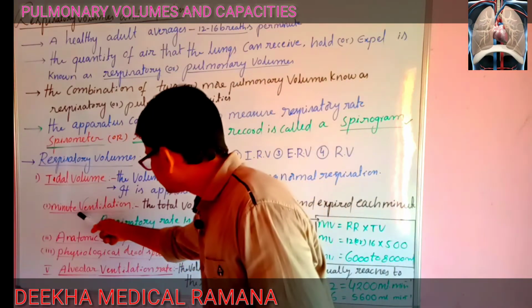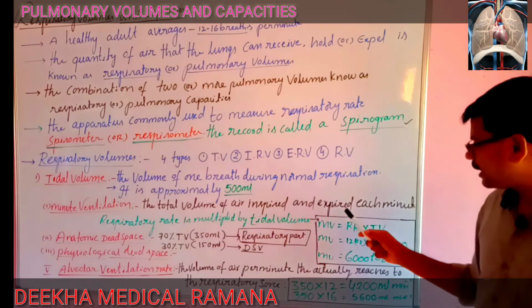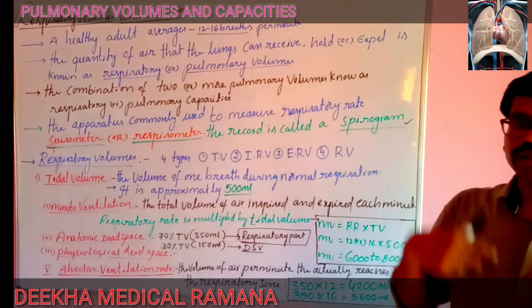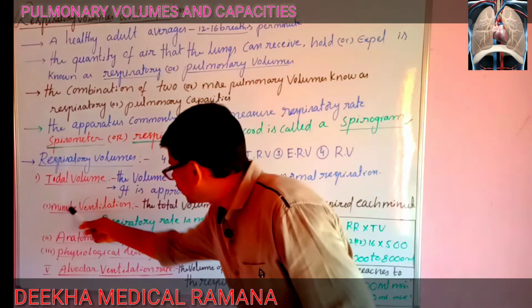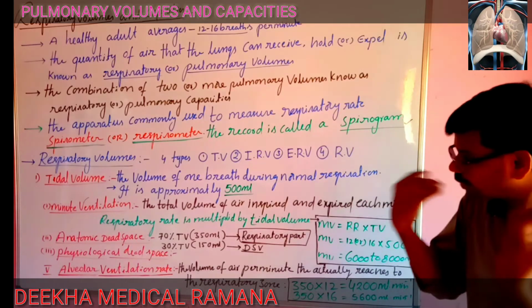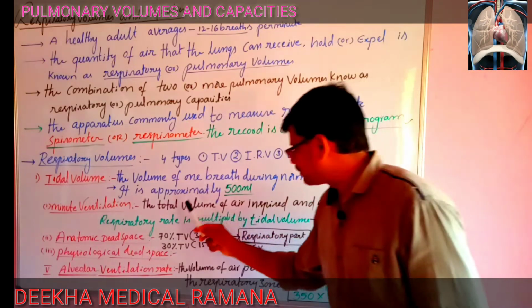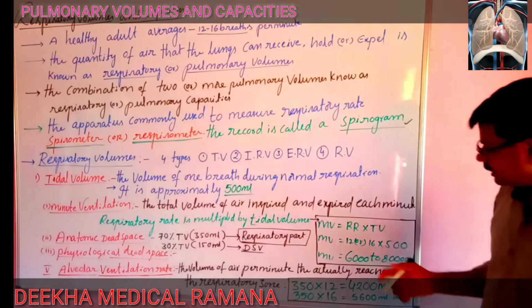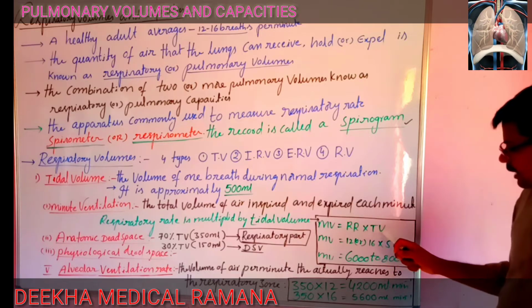Right? So what is meant by minute ventilation? Minute ventilation means the total volume of air inspired and expired each minute. In each minute, how much air you are taking in and how much air you are exhaling in the normal condition. Within the minute, how many times you are inhaling and exhaling the air. If you want to calculate the minute ventilation, the respiratory rate is multiplied by the tidal volume. Minute ventilation is equal to respiratory rate multiplied by tidal volume.